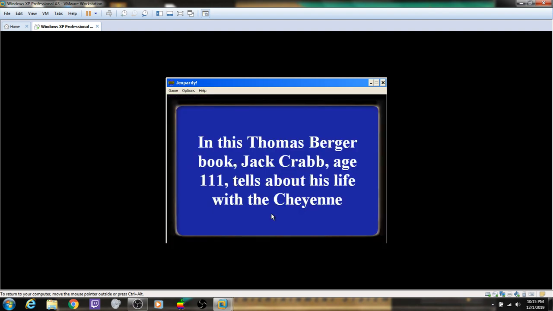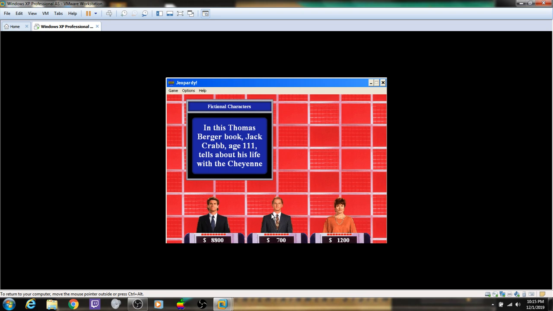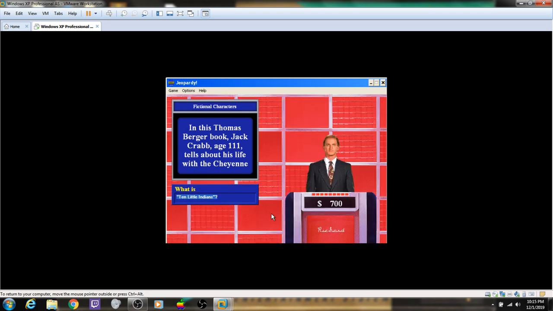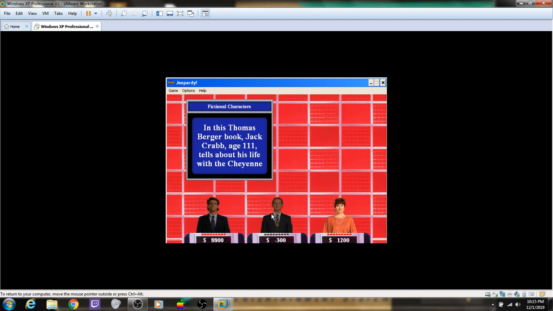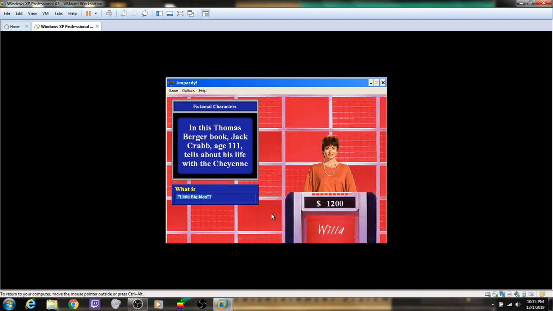Contestant number 3. In this Thomas Berger book, Jack Crabbe, age 111, tells about his life with the Cheyenne. Contestant number... Ten Little Indians? I'm sorry. No. Contestant number 3. Little Big Man. You are correct.